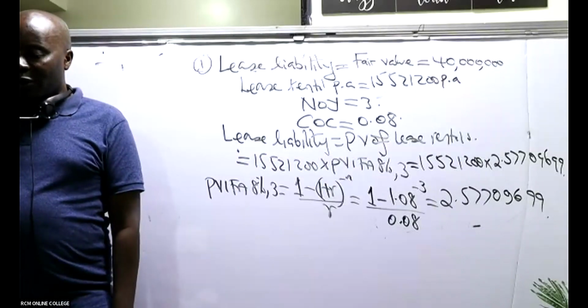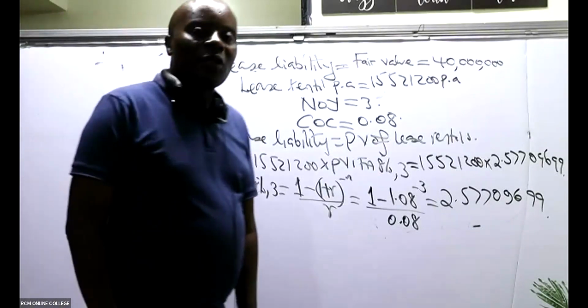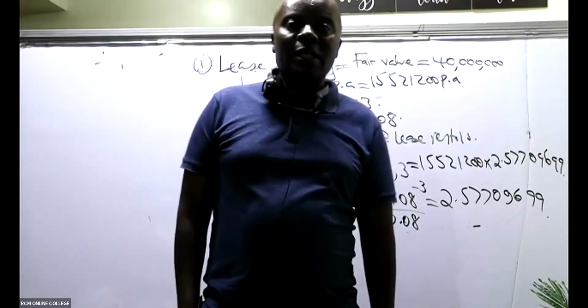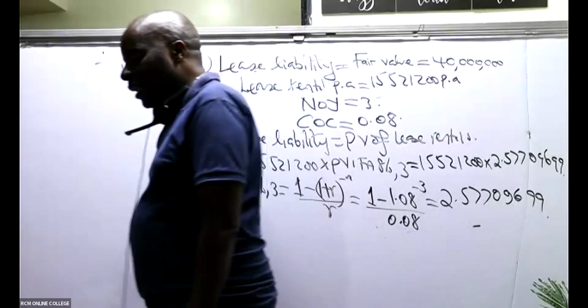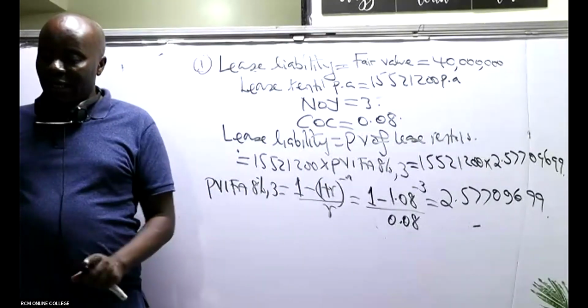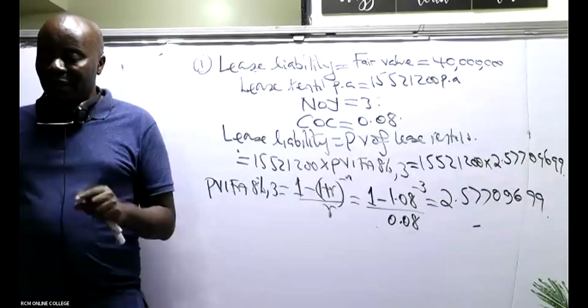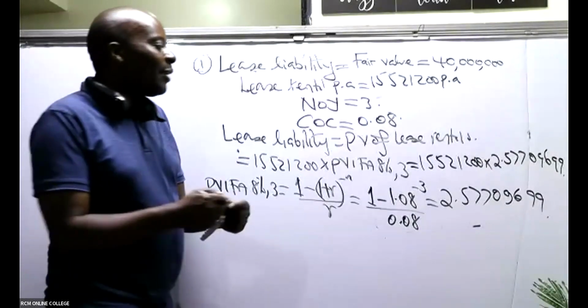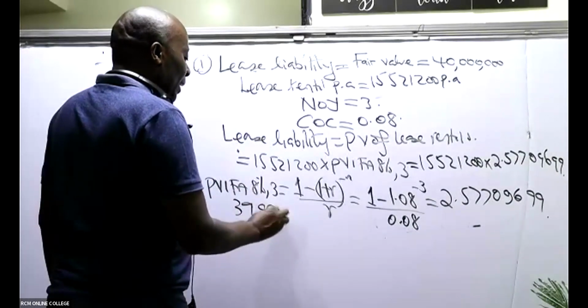It's going to be very close to 40 million, which confirms that whenever the fair value of an asset is given, then that will be the lease liability. So you're getting 39,900,000 and something like that.